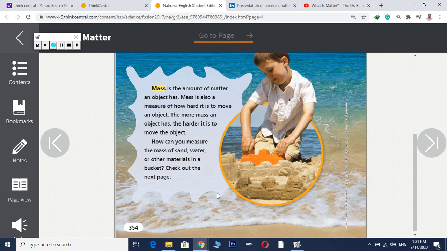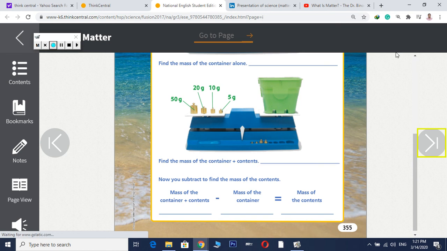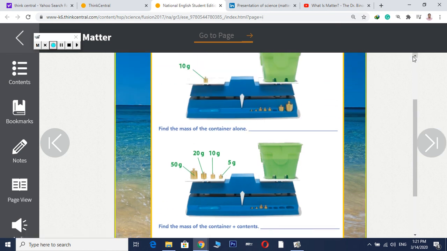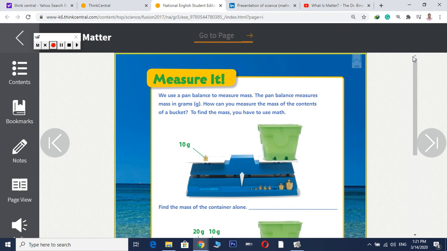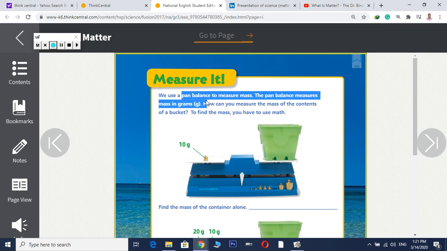Okay, how can you measure this mass? Can you see this mass of sand? How can I measure it? What can I use? Okay, let's turn the page and see. Yes, we'll use the band balance. So circle band balance for me, because this is the tool. Circle it for me. So we measure the mass with the band balance, and the main unit is gram.